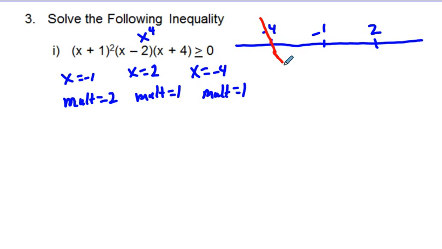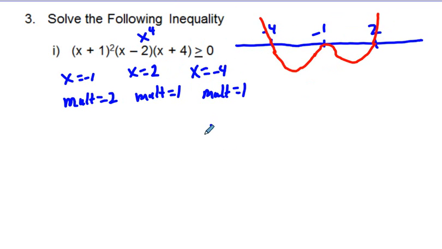Now we come up to negative 1. Are we going to touch or cross the x-axis? Now we have our multiplicity of 2, so we're going to bounce and go down, and we're going to come down here, and at 2, are we going to touch or cross the x-axis? Multiplicity of 1, we cross the x-axis. So now we can see above or equal to the x-axis is where this inequality is true.